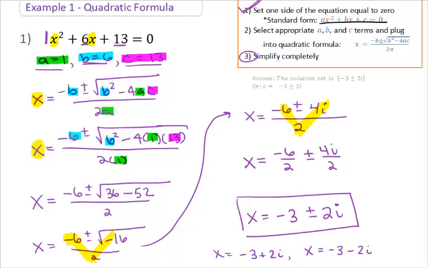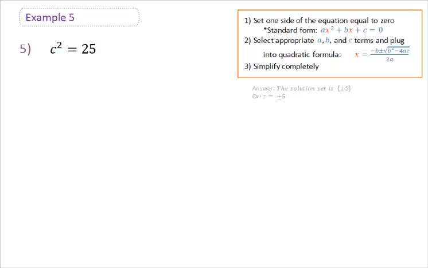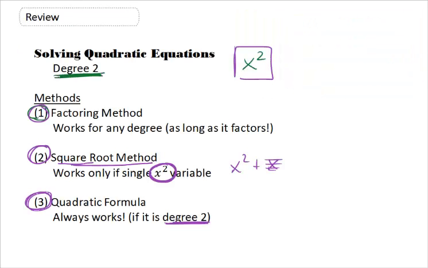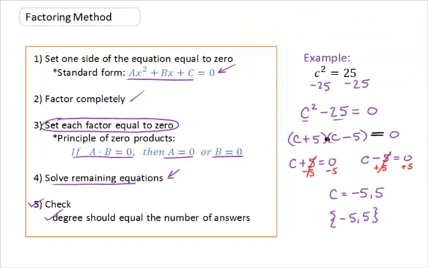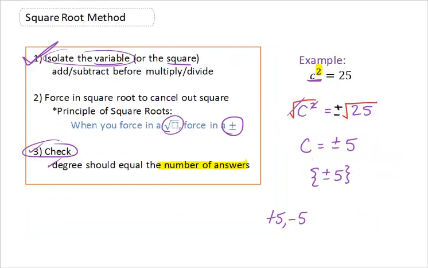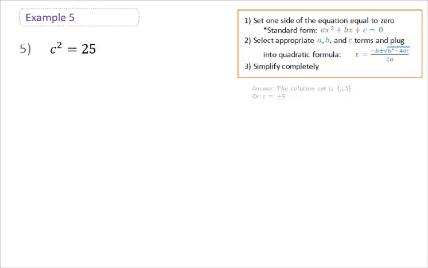Now I'm going to go to my last example. I have example 5, but the reason that I'm jumping to this is because we solved this equation before. Remember, we solved this equation by using the factoring method, and we solved this equation by using the square root method. We can also solve this equation by using our quadratic formula method. So let's do it there, and I want to show you that we of course end up with the exact same answers no matter what method that we use.